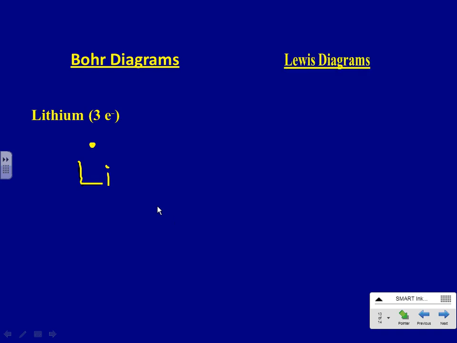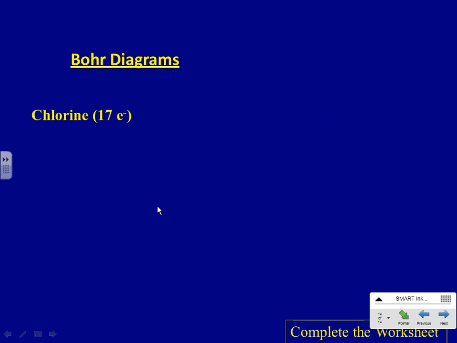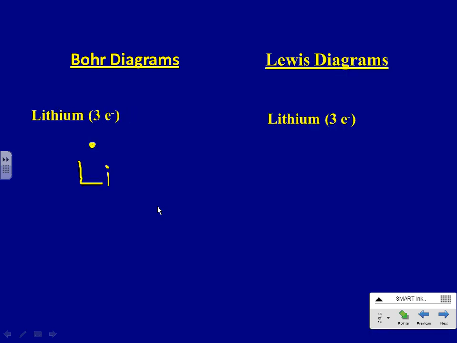Let me see. I don't remember the PowerPoint. What other examples does it have? Oh, sorry. That's under Bohr diagrams. Chlorine Bohr diagram. Goodness gracious. Let me just do some examples.